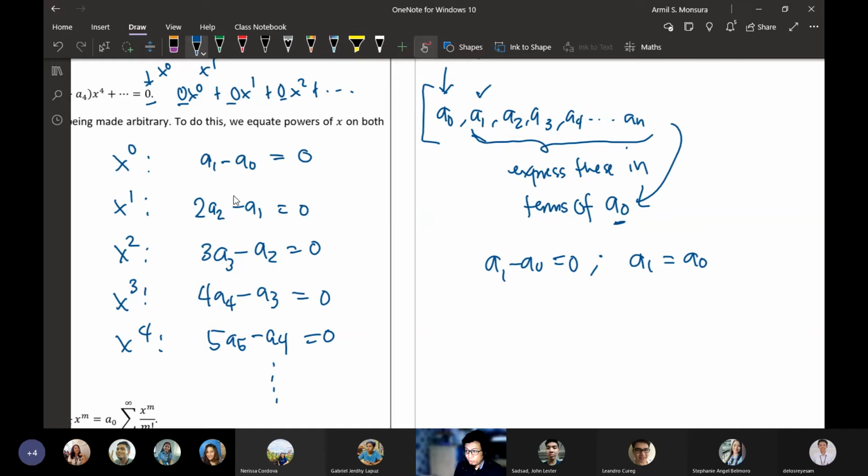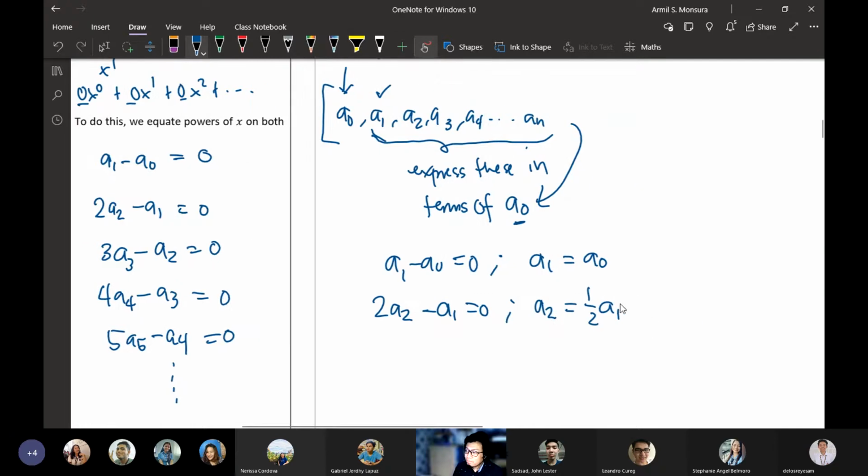Okay. Next, we'll go with x raised to 1. So with x raised to 1, this is 2a2 minus a1 equals 0, which implies that a2 equals 1/2 a1. Tama ba? It should imply that a2 is 1/2 a1. Tama? Okay. But tingnan nyo. A1 is equal to A0. Okay? A1 is equal to A0.